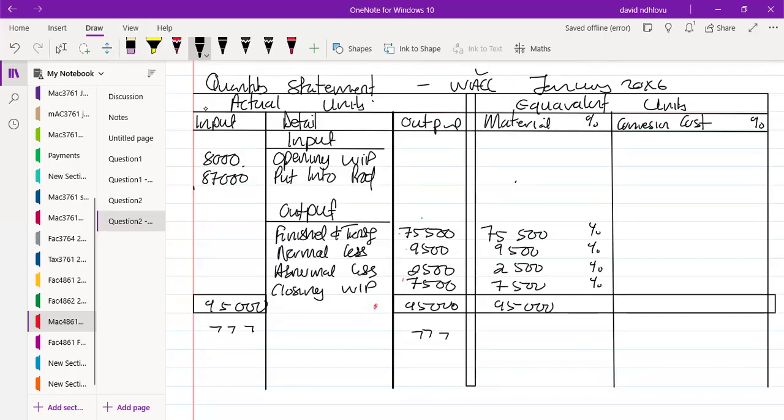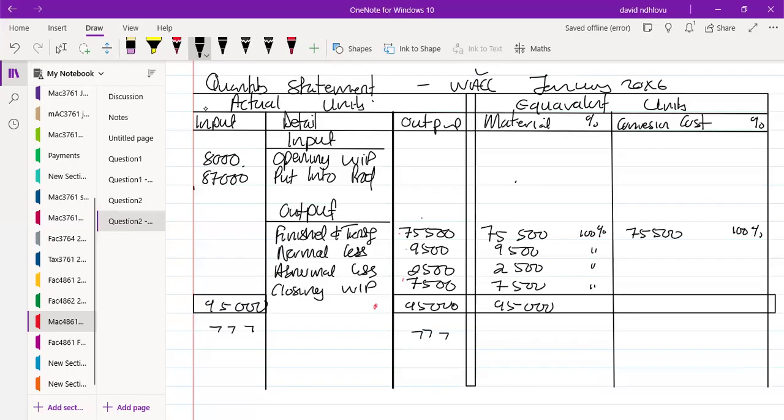Right, when we're saying something is incomplete, it is incomplete in terms of conversion cost, but the completed and transferred units are already complete. These were complete units, so I was supposed to say 100% there, not put percentages. So we have 100% complete in terms of finished goods.